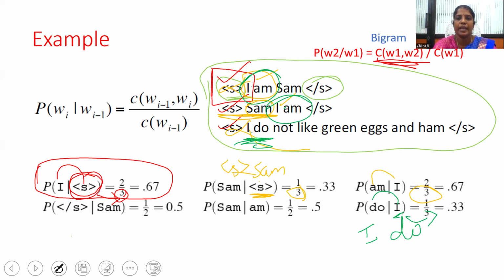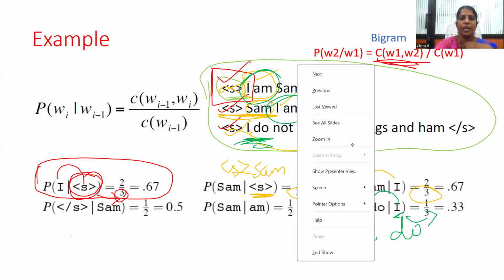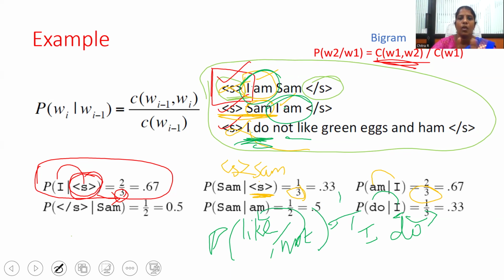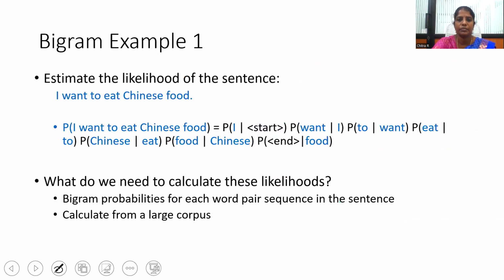Suppose I am taking something like green, meaning green divided by like. If I want to find not like, it means like divided by not. So how many times is not available? Only 1 time. And not like is available only 1 time. So 1 by 1, the probability is equal to 1. Only 1 time it's available. So based on that, find the probability and do the calculation.